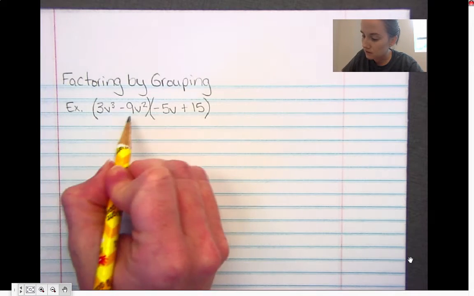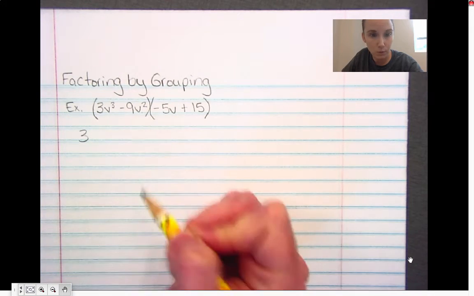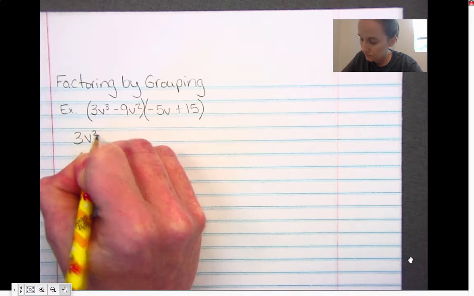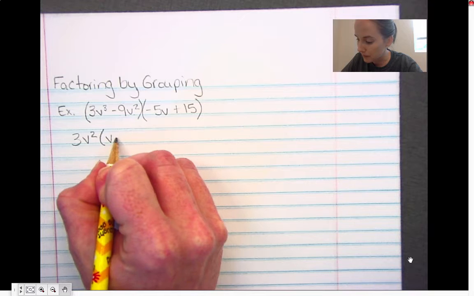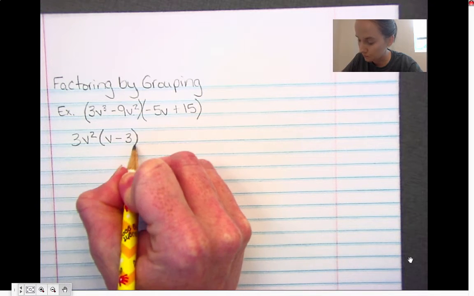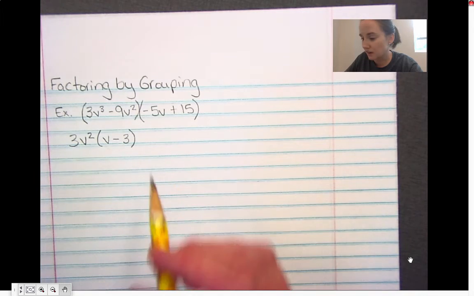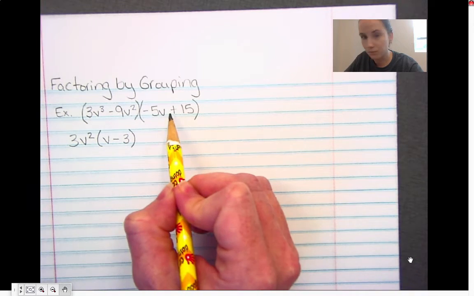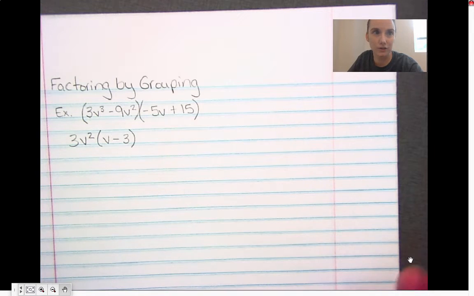So in this first set, we have a 3 and a v squared. What's left in this first set will be v minus 3. In this example, the second group, negative 5v plus 15, is leading with a negative, so you'll want to factor that out. Think of it as factoring out a negative 1, so you'll just divide by negative 1.